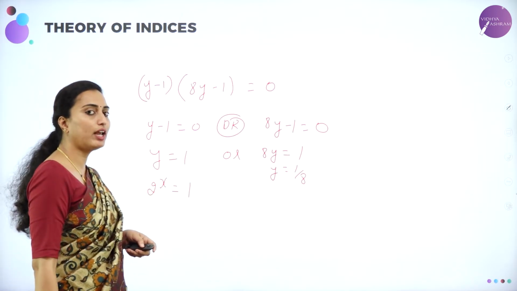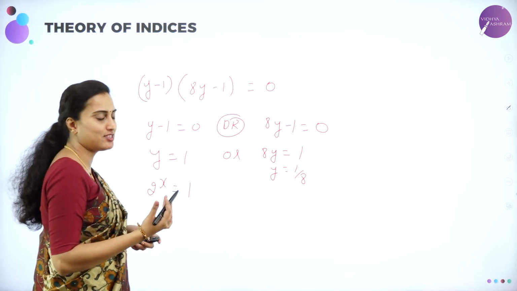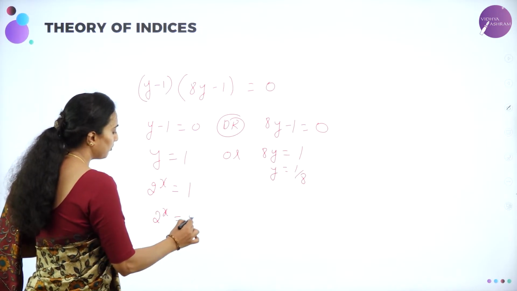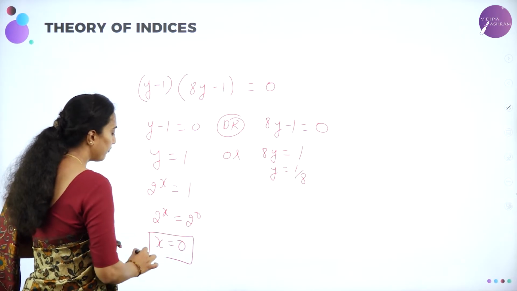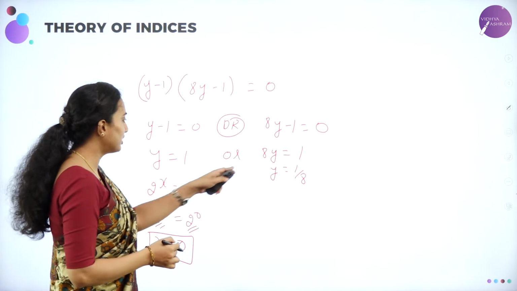How are we going to write 1? As 2 power 0, because I want base as 2, isn't it? So what will it become? 2 power x will be equal to 2 power 0, or x will be equal to 0. If the bases are the same, I can equate the powers. So what will this become again?